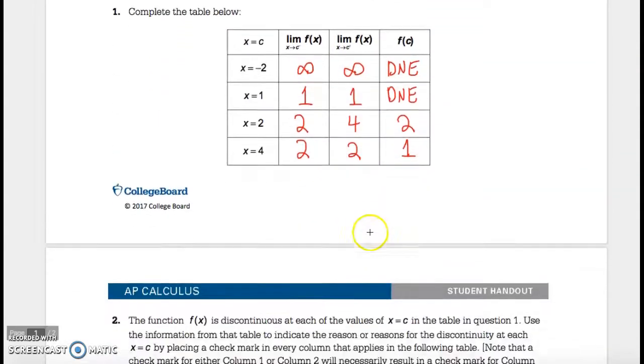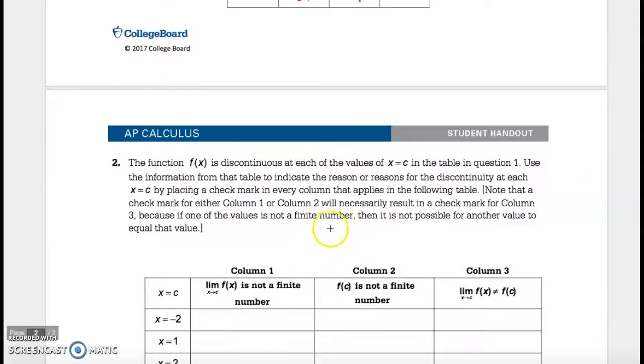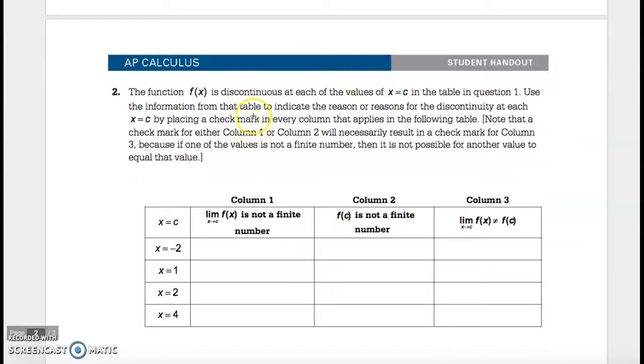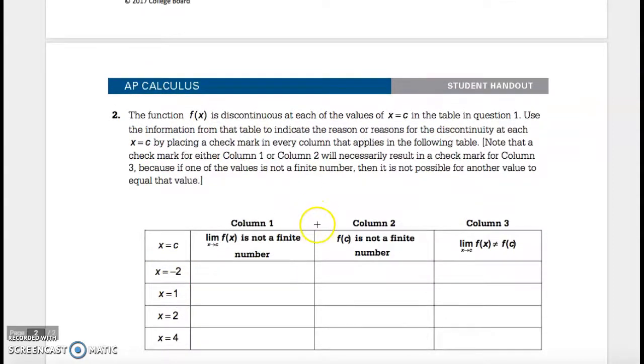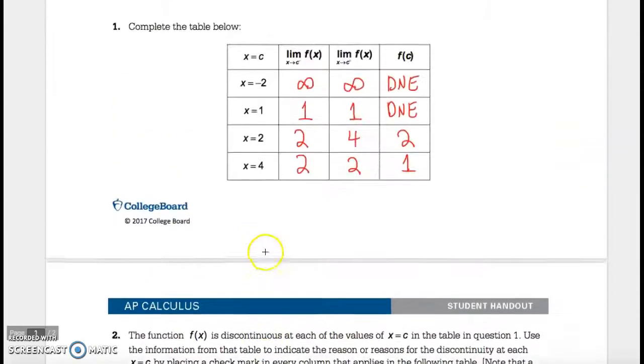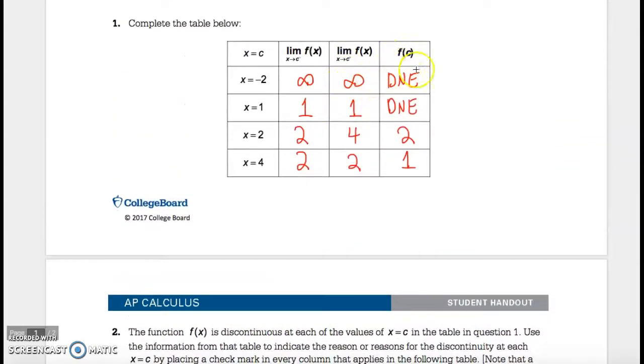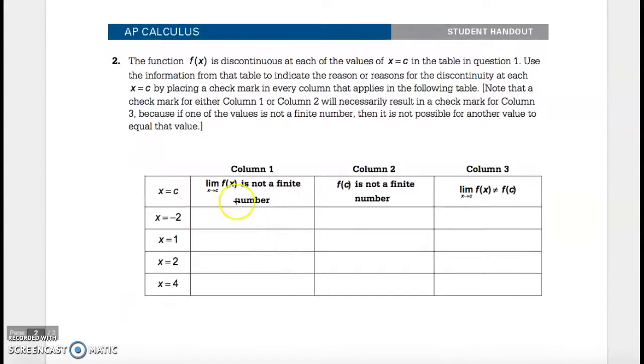Lovely. So now what it wants us to do is use the information from that table to indicate the reason or reasons for the discontinuity at each x equals c by placing a check mark in the column that applies. For example, when I'm looking at x equals -2, I ran into a couple of things. First and foremost, my value did not exist, and my general limit wasn't a finite number. So number 1 and number 2 were both reasons that the function did not exist there. My limit wasn't an actual number, and my point wasn't an actual number.